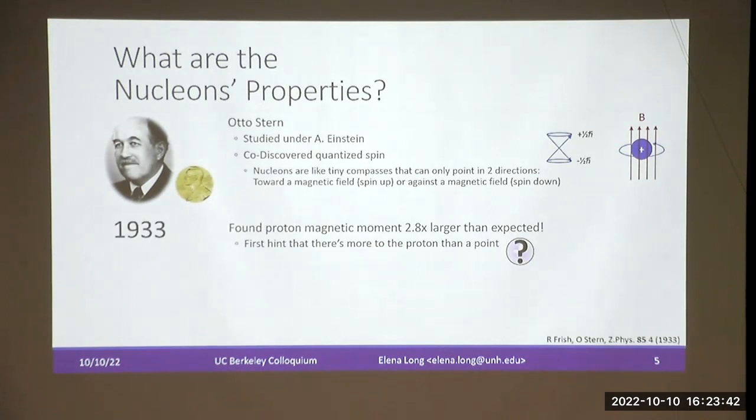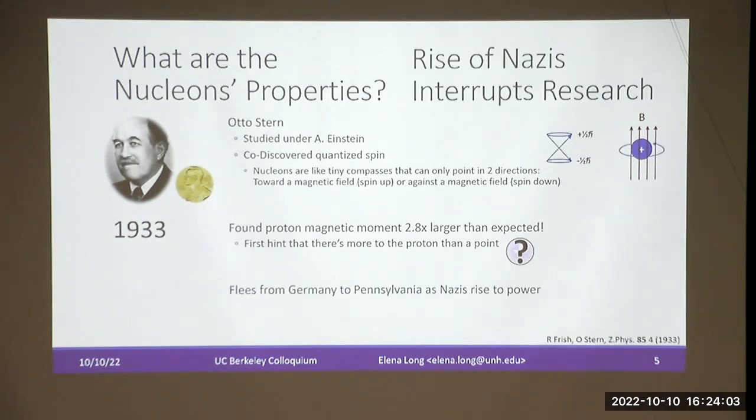And looking at the magnetic moment for the proton, one of the strange things that he discovered was that the proton's magnetic moment was almost 3 times larger than it should be if the proton were a point particle. So this is our first hint that there might be something more in the proton that makes it more complex than we thought it was.